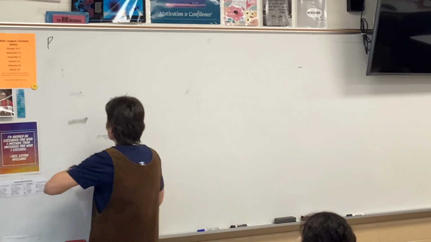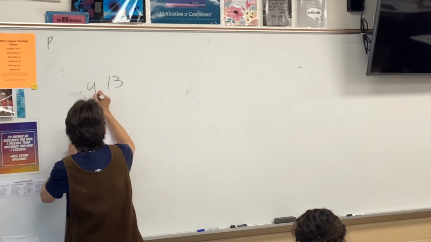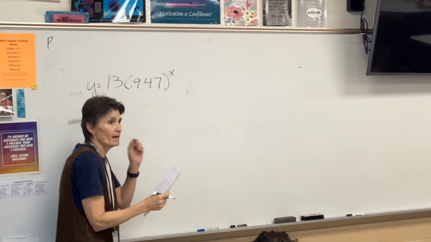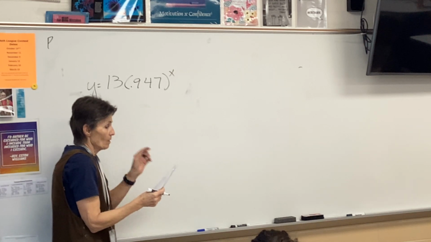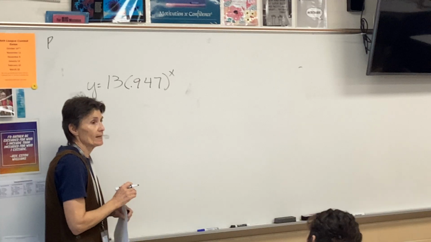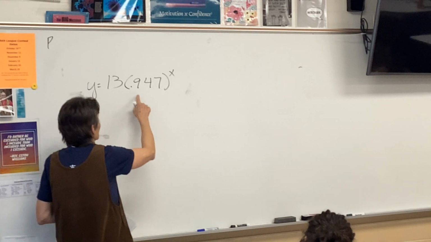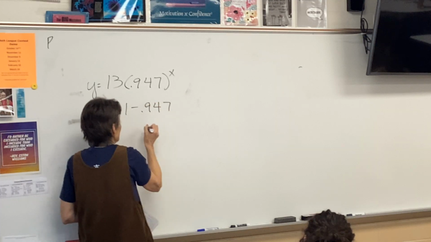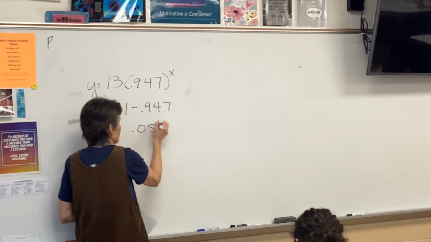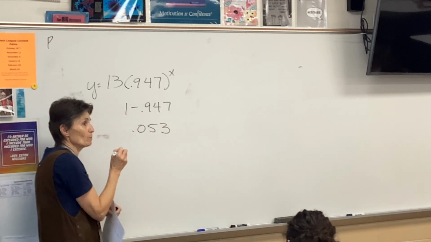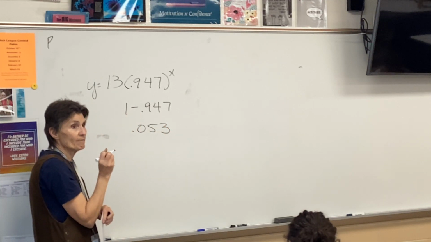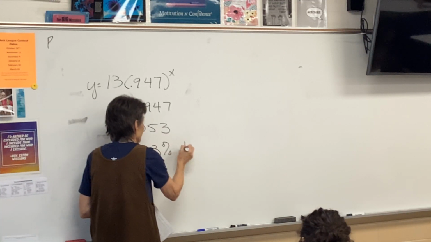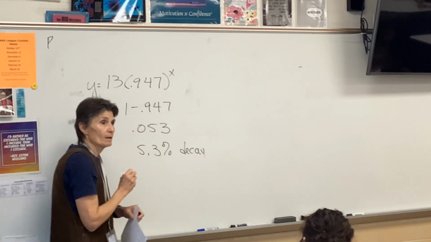And I heard somebody say decay, because 0.947 is less than 1. What is the percent growth or decay? The 1 minus 0.947 is 0.053, which represents 5.3% decay. Everybody remember that?